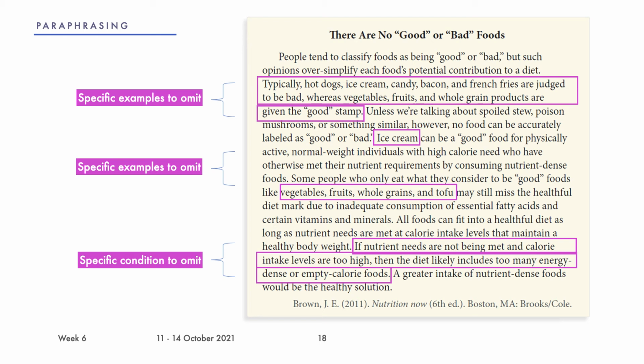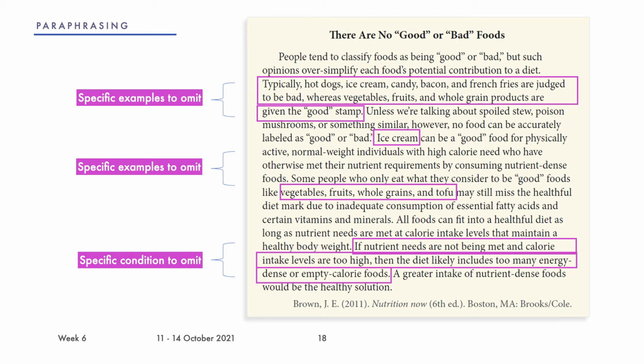By removing them, you will see that what's left in the text would be the general ideas, the main ideas the authors try to put forward, and those are the things that you want to keep in your summary text.